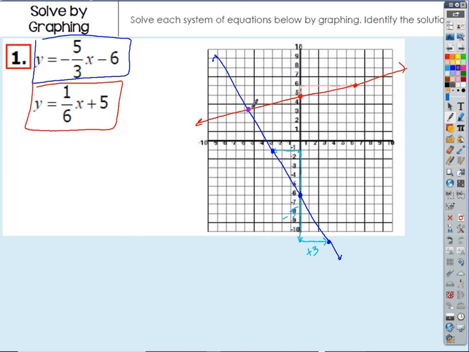Right? Everything on the blue line is a solution to the blue equation. Everything on the red line is a solution to the red equation. What's unique about that purple intersection? Solution of both. It's the only place that's in both solution sets, right? It's the only place that is simultaneously a solution of the red and the blue, okay?